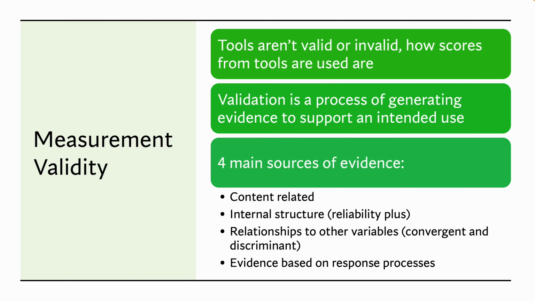And so every time we go to use scores from an instrument, we need to go through a validation process. And that's just the idea of generating evidence to support our intended use. So if we're going to use those scores as an indication of how much confidence a person has, then we need to generate evidence that proves a few things. And some of the main things it should prove, or the main sources of evidence, are content related evidence. So we need to show that our measure in fact contains content that's connected back to the concept that we're trying to measure.